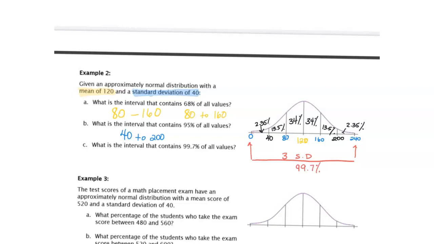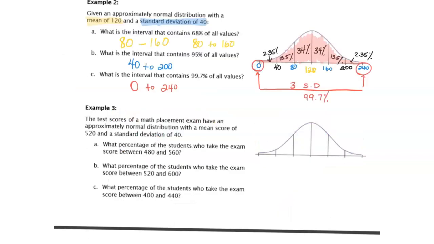Visually, it's from here, 2.35% plus 13.5% plus 34 plus 34 plus 13.5 plus the 2.35. So that's 99.7% of our data. So it says, what is the interval? Then that interval is between 0 and 240. So 0 to 240.